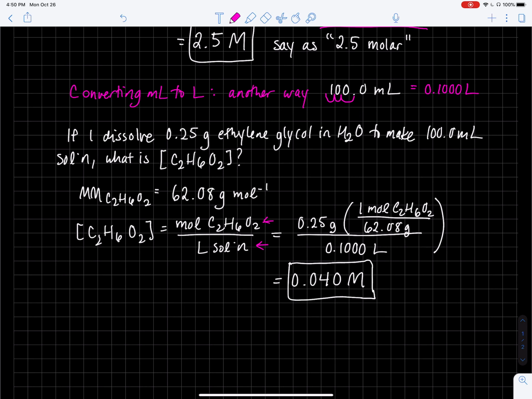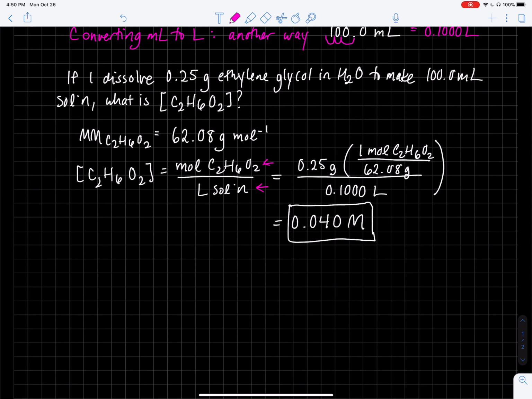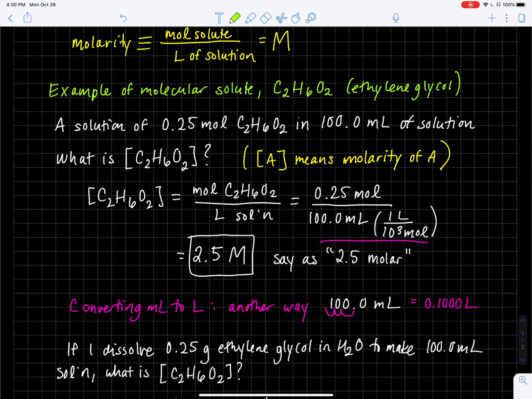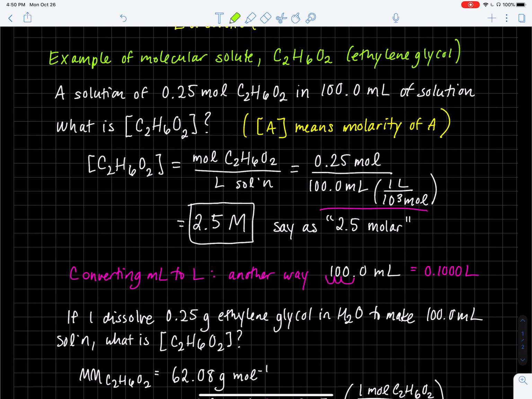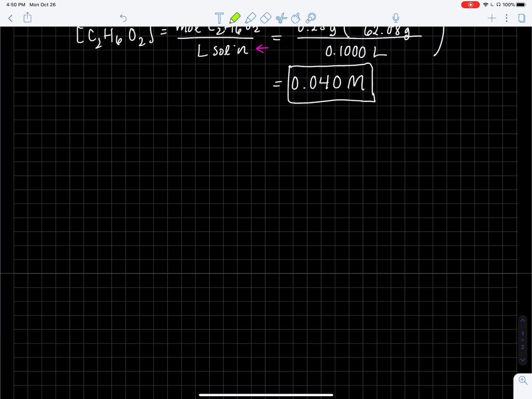Okay, so I just want to give another example of a different kind of compound. Here we looked at a molecular solute, ethylene glycol, that does not break apart. We can also calculate molarity for ionic solutes, and ionic solutes do break apart. So an example of a solution with an ionic solute.